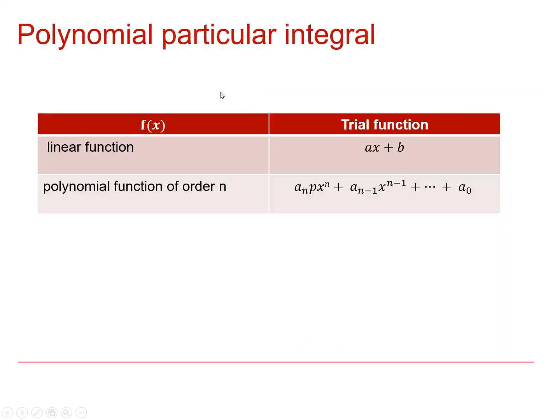To summarize what we've found out so far, if the right-hand side, the f(x) in our differential equation, is a linear function, we try ax plus b as our function. If it's a polynomial, although we've only looked at a quadratic, it does actually work for polynomials. If it's a polynomial, we'll try a polynomial of the same order.